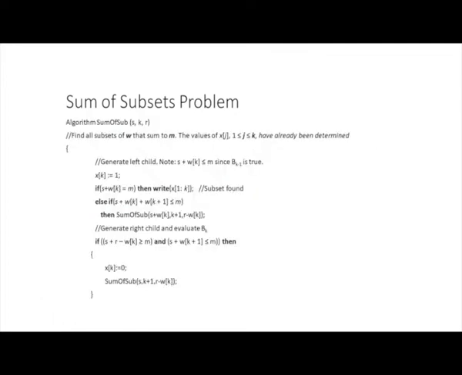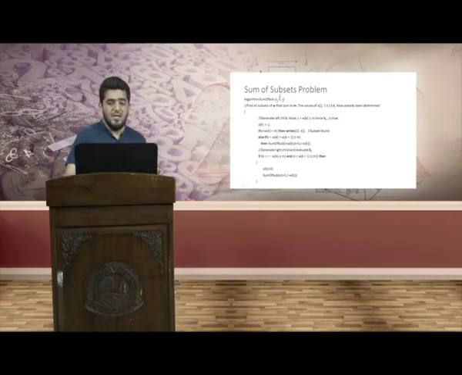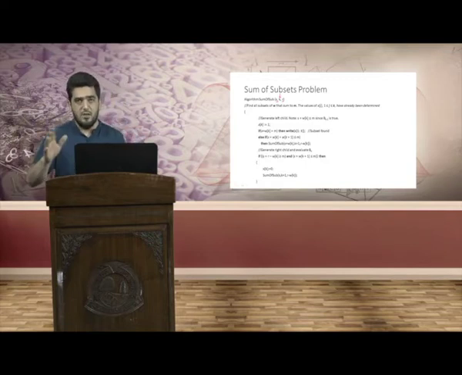Now, on the screen is the complete algorithm of the sum of subsets. It takes 3 parameters. S is the sum of the weights so far, R is the sum of the remaining weights, and K is the level number at which we are currently taking the decision. As I told you, this function would be called with the values S equal to 0, K equal to 1, and R equal to the sum of all the weights in our array.